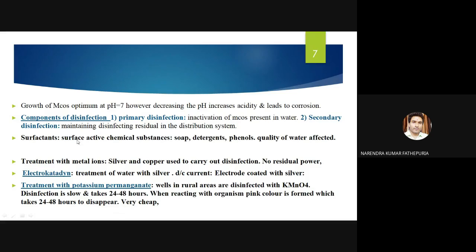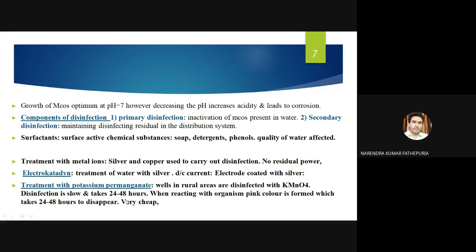Surfactants, meaning surface active chemical substances, like soap, detergents, phenols, can be used. Quality of water will be affected while you are using a surfactant as a disinfectant. Treatment with metal ions like silver and copper, as I told you, is used to carry out disinfection, no residual power required. Electrocatadion, treatment of water with silver, can be done through this process. DC current is required, with an electrode coated with silver. Nowadays in RO systems and water purifiers this mechanism is followed.